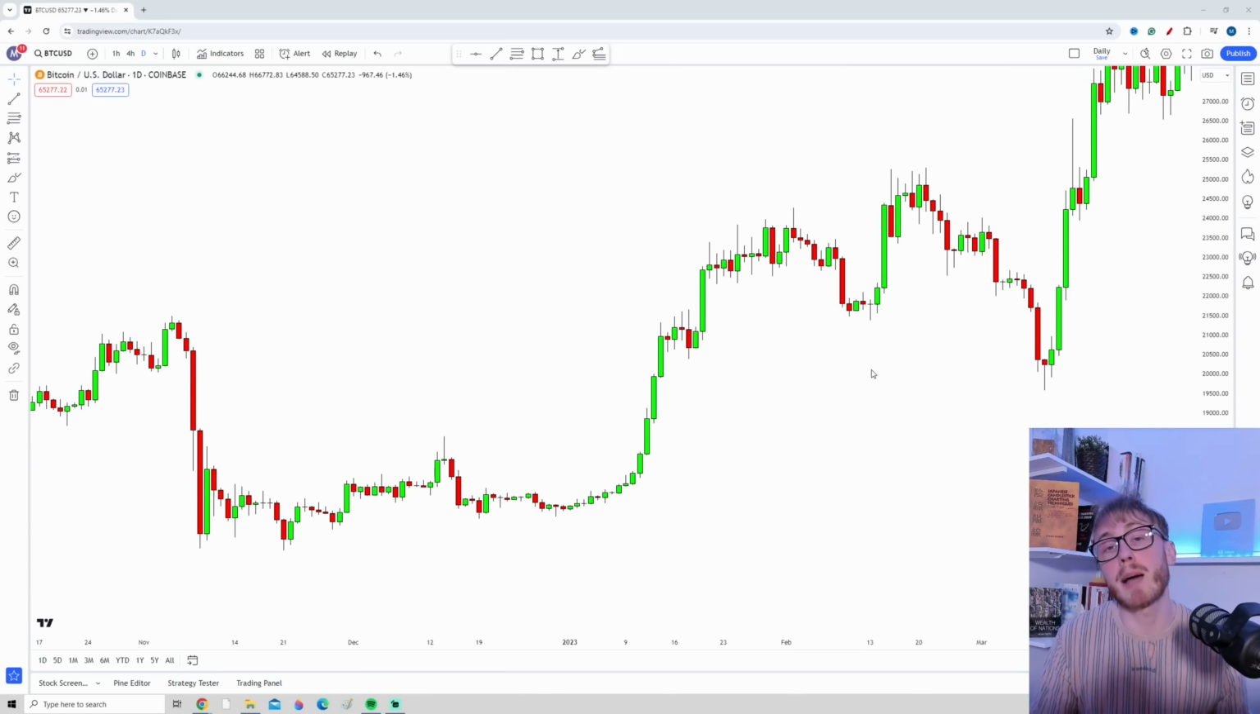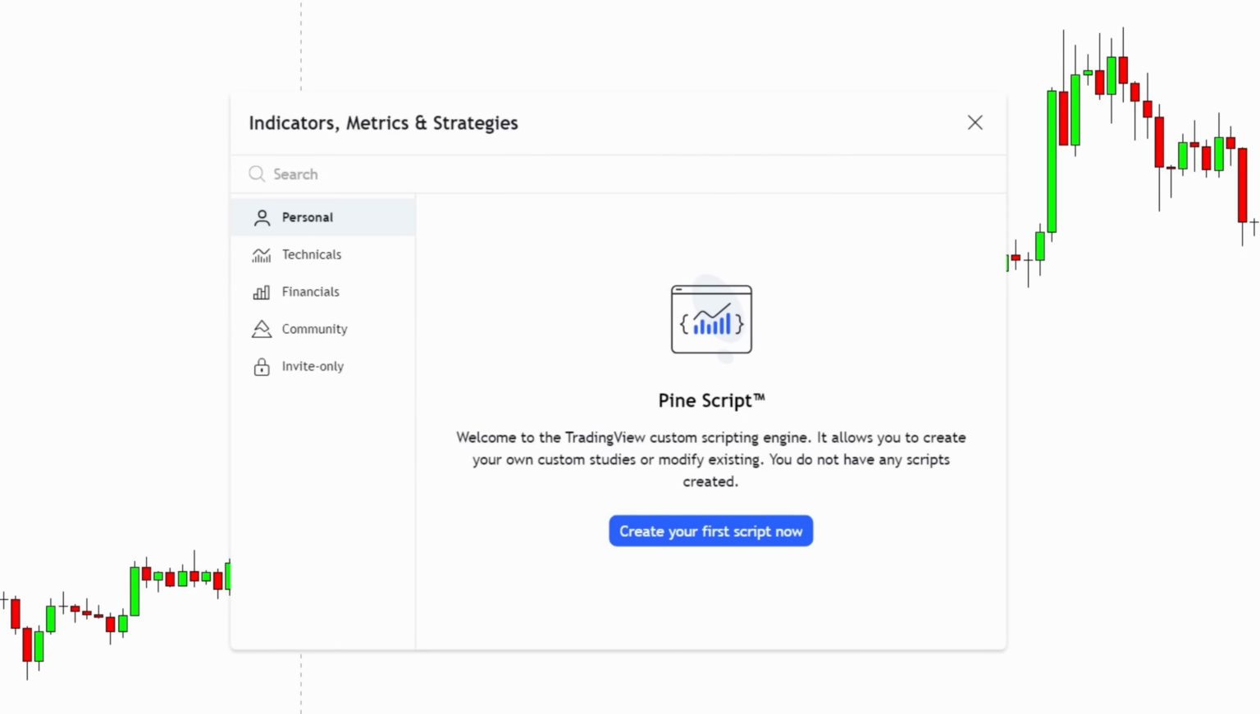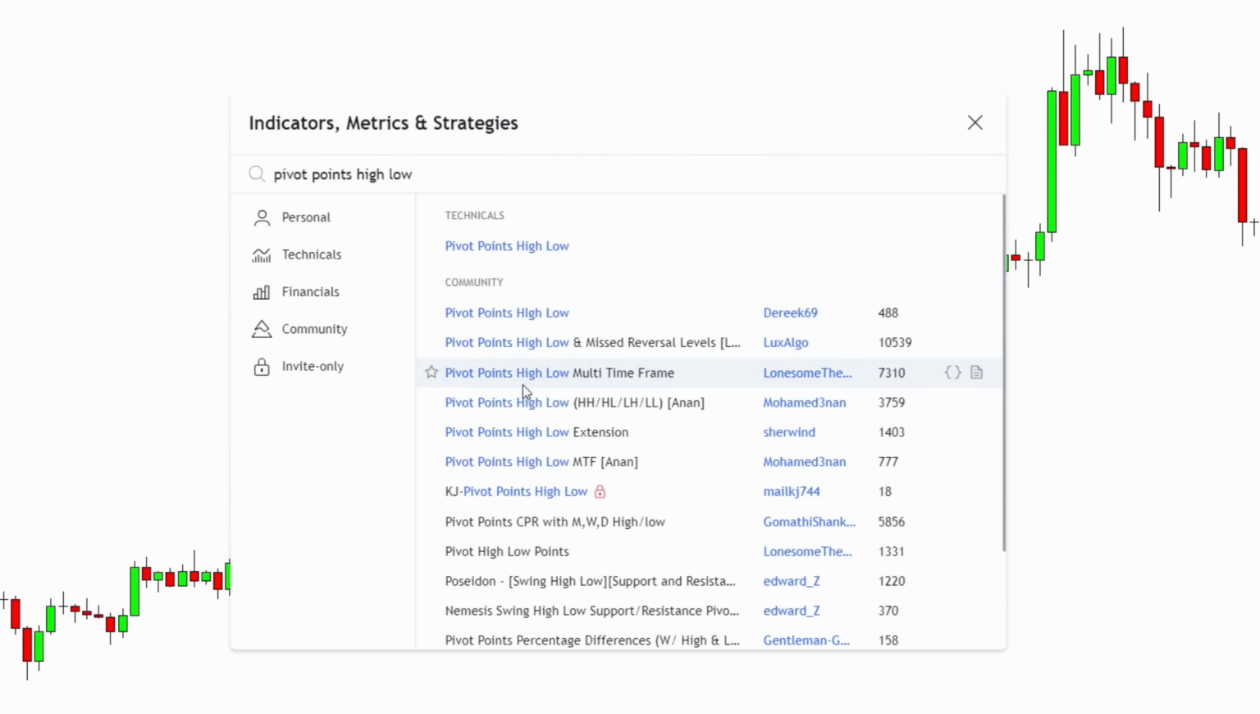Right now, as I'm speaking, I'm looking at Bitcoin on the daily time frame, but you can use this indicator on pretty much all time frames. And now to open up the indicator, we want to head up here to the indicators tab in TradingView. And what we want to search for here is pivot points, and then we want to type high and low, just like this.